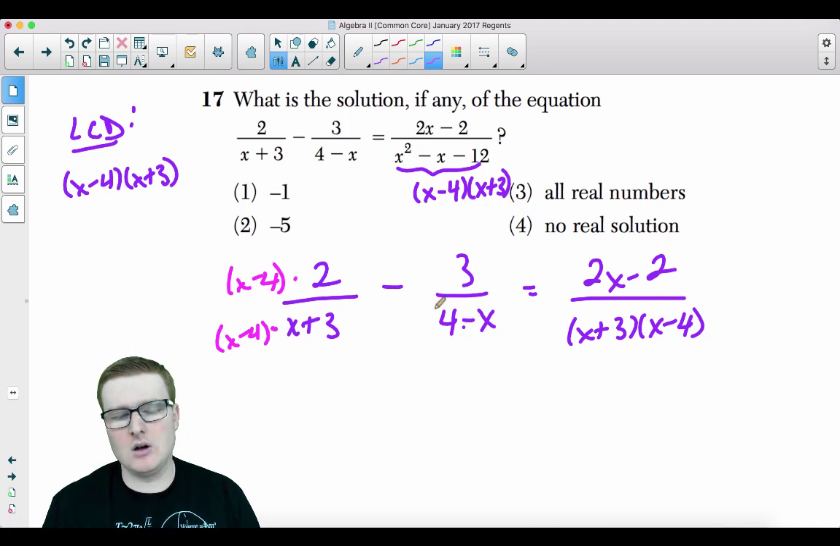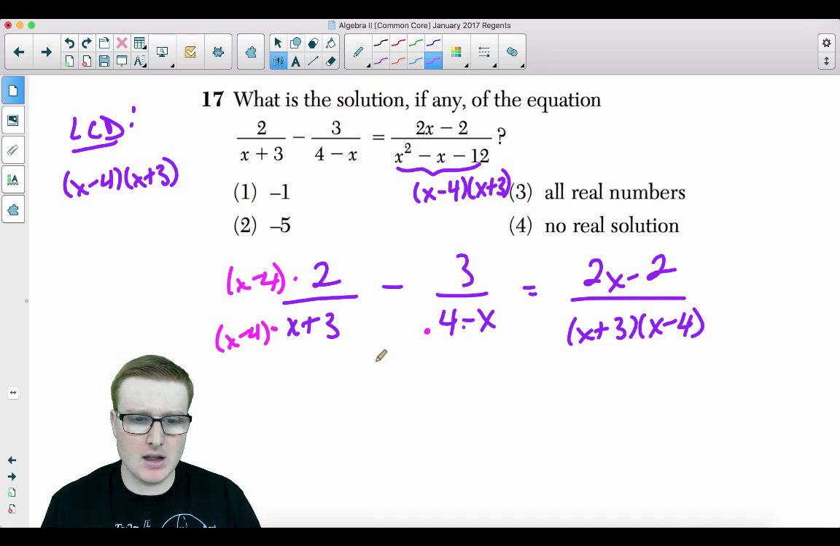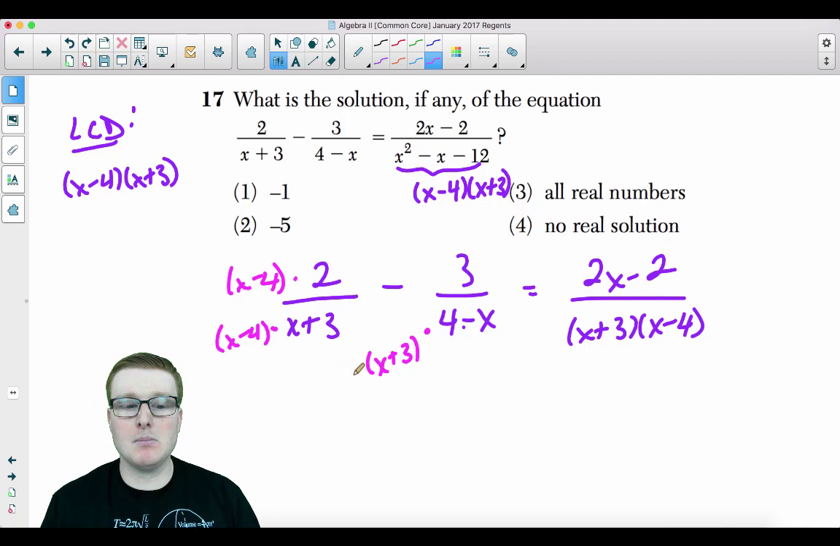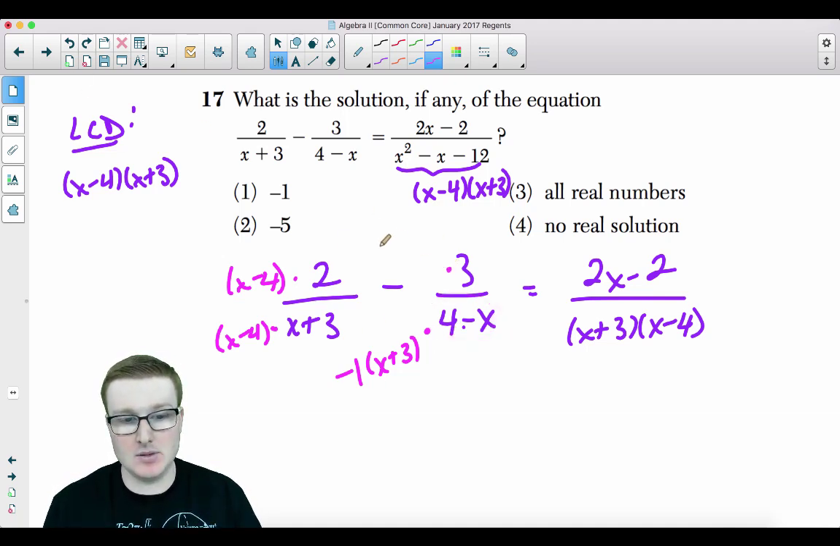Then we have 4 minus x. Ladies and gentlemen, subtraction is not commutative. 4 minus x is not the same thing as x minus 4. So you actually need one more thing here. You need to multiply by x plus 3, and you need to multiply by a negative 1 to fix this. That has to be x minus 4, not 4 minus x. So you need to multiply that by a negative 1. And what you do to the bottom, you must do to the top. And this stays the same.